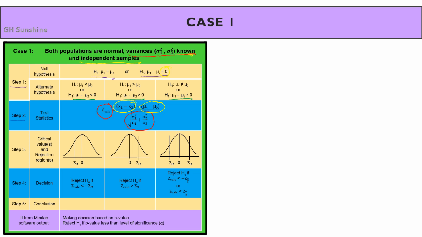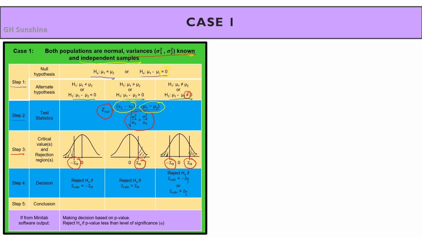Then proceed to the third step, which is to find the critical value. For a left tail test, the Z value is on the left side. This one is the right side, why? Right tail test. But this one is either left or right side, why? Two-tailed test. So where is the rejection region? First case, right here. Second case, here. And the third one is here for the two-tailed test.